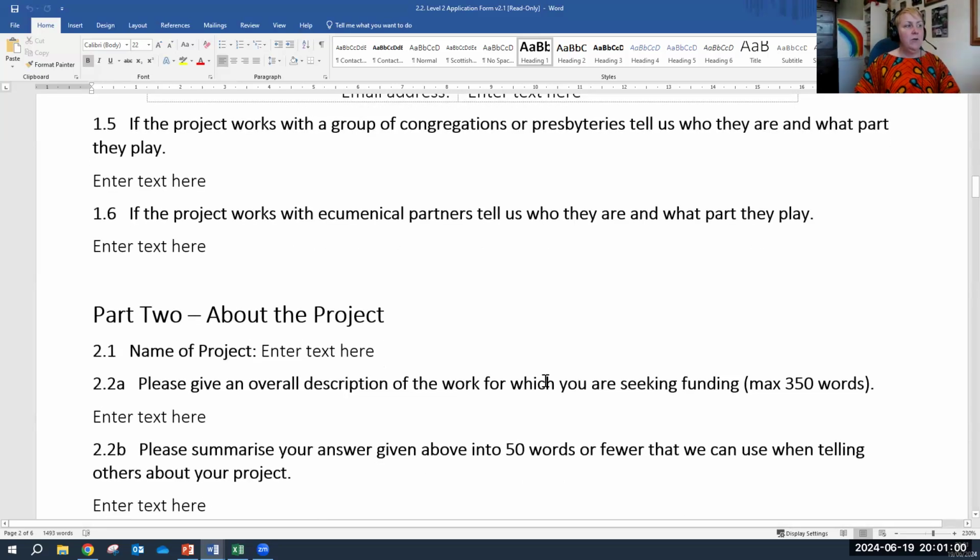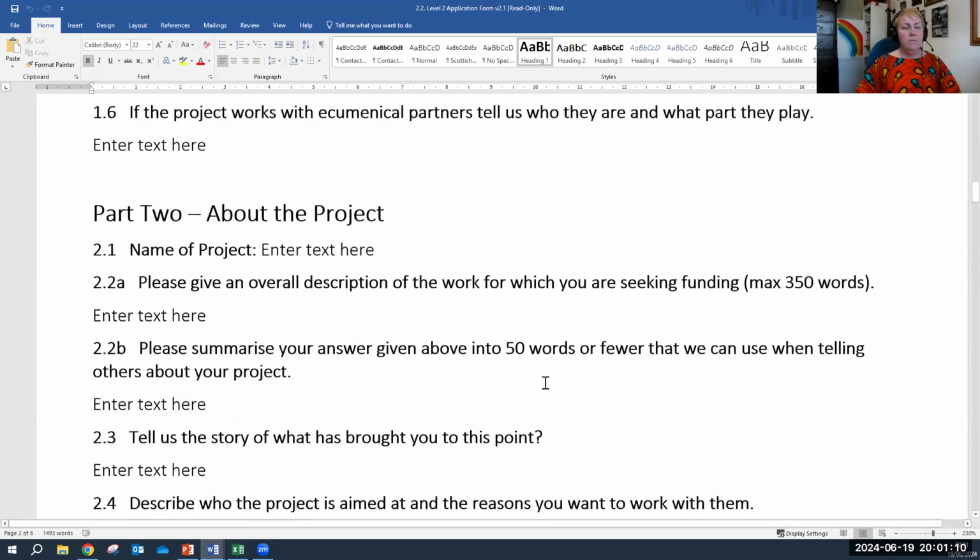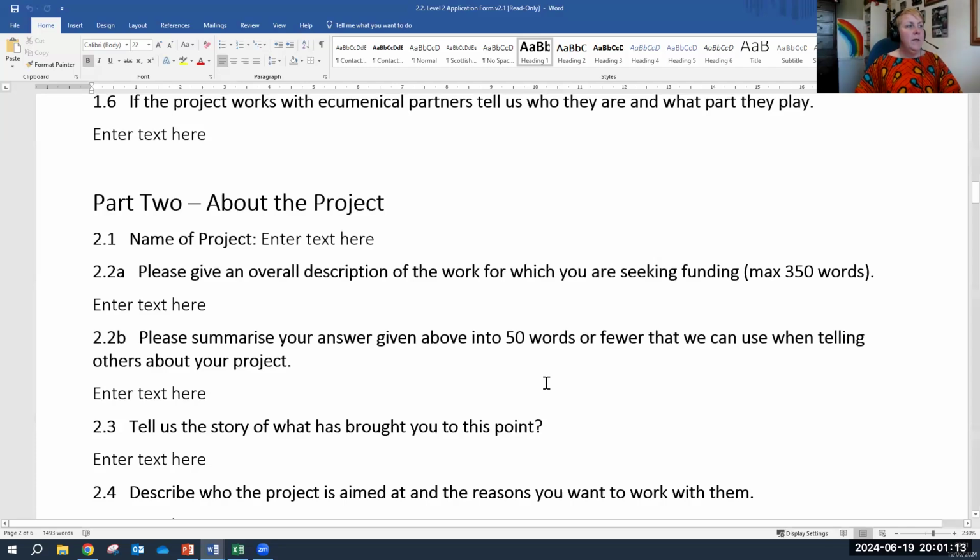Part 2 about the project, name of project. Surprise us or be very dull. We don't mind. Please give an overall description of the work for which you are seeking funding, 350 words. So very similar to before. Please summarize your answer into about 50 words. That's just for us to be able to pithily tell people about your project. And if we use it in any form of marketing, when we share with people, these are things we have funded, that's the blurb that we will use.